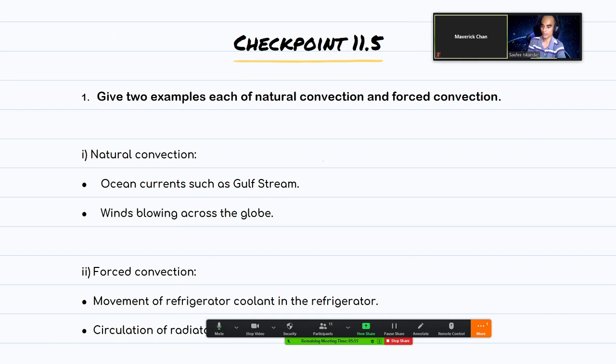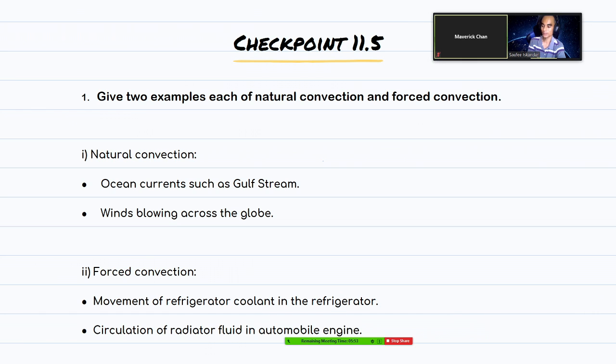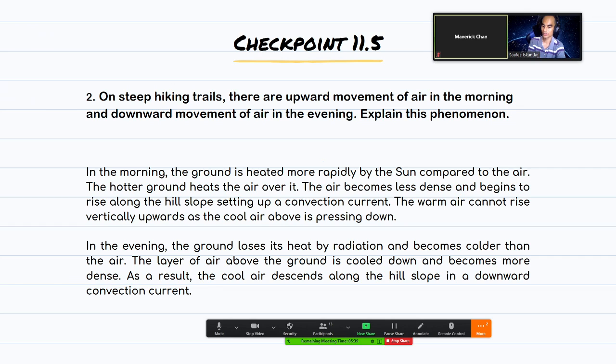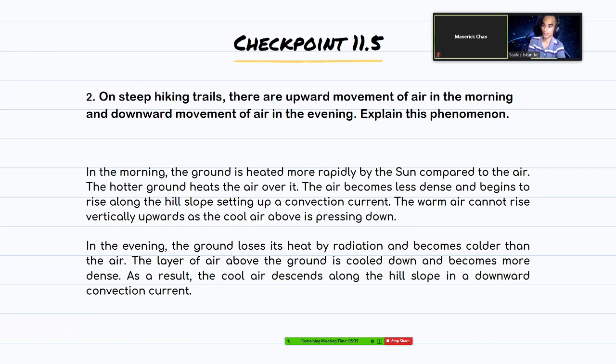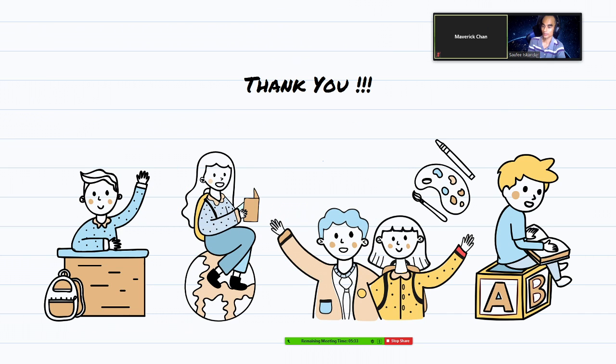Ocean currents such as the Gulf Stream, winds blowing across the globe, forced convection, coolant in the refrigerator. Forced convection always involves a fan. Okay. Circulation of radiator fluid in the automobile engine. Okay, upward movement in the air in the morning and downward movement in the air in the evening. Explain the phenomenon. Okay, so that's it.